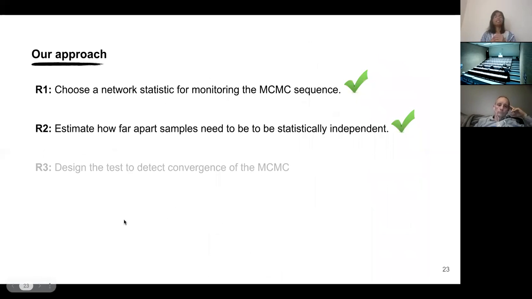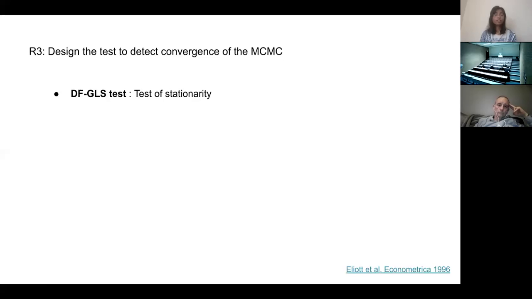Okay, so this gives us an algorithm for estimating how far apart the samples need to be to be statistically independent in the Markov chain. The next question that we have is, how do we detect when this MCMC converges on a stationary distribution? To do that, we are going to use the DFGLS test. It's called the Dickey-Fuller Generalized Least Square Test of Stationarity, which is used to detect stationarity in any time series.